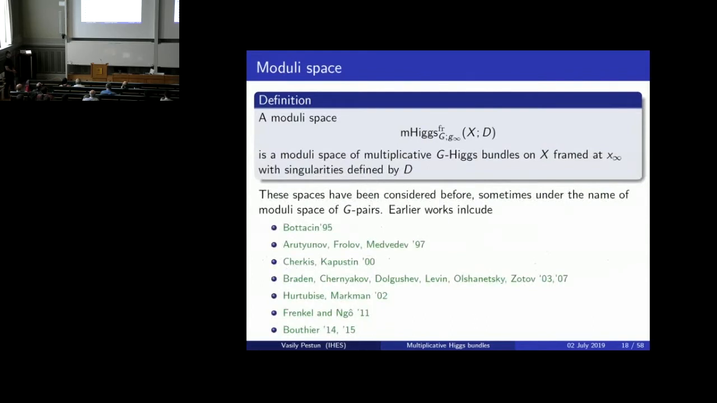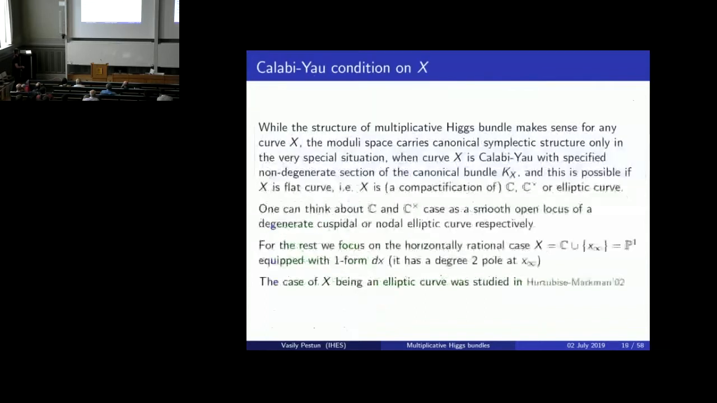Okay, so the moduli space, then, we'll study the moduli space. The moduli space of such pairs with a framing at infinity, a choice of singularities at the divisor, and a choice of x. That's what we denote by M Higgs framed G of x, D. These spaces have been considered before, sometimes under the names of moduli space of G pairs. Earlier works in these directions are by Bachtin, Artyunov, Frolov, Medvedev, Cherkis, Kapustin, Braden, Chernikov, Dolgushev, Levin, Olshanetsky, Zotov, Hurtubise, Markman, Frenkel and Gaiotto, and Boutier, and there are possibly others I missed.